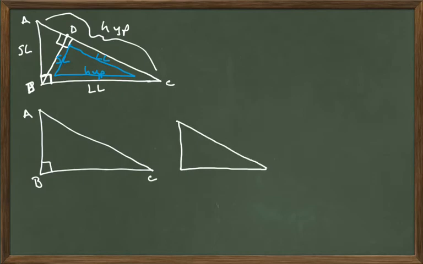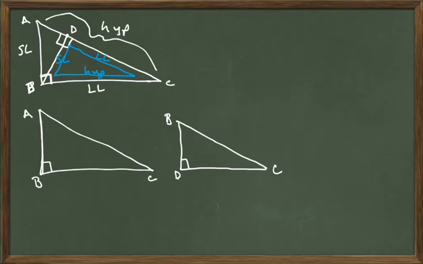The right angle is at that point D. Remember, this AB right here was the short leg, so BD is the short leg for this triangle, and then it goes to C over here. And remember, BC is the hypotenuse for that one.